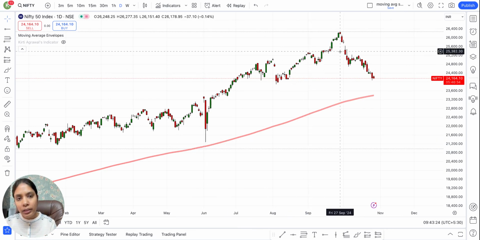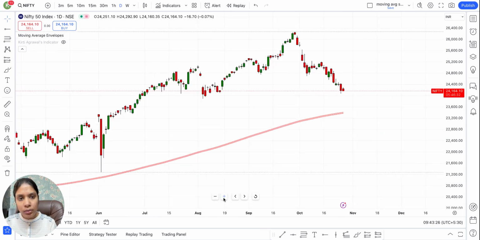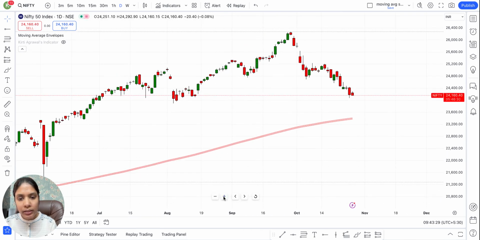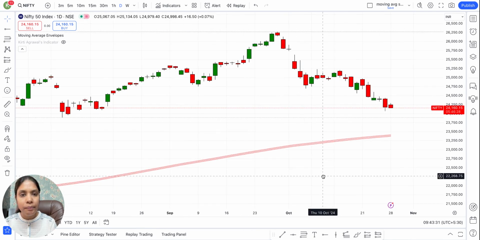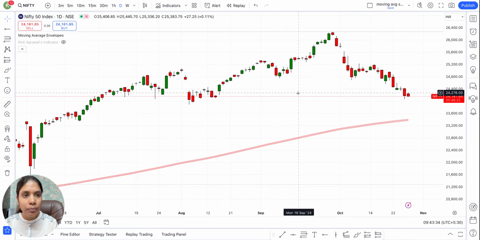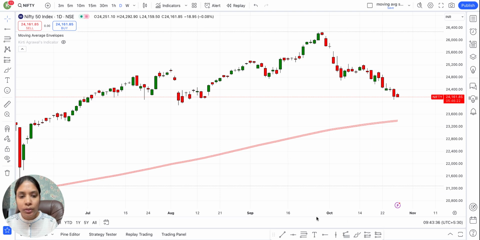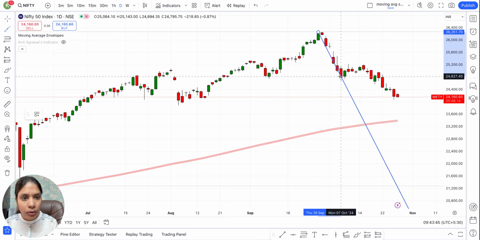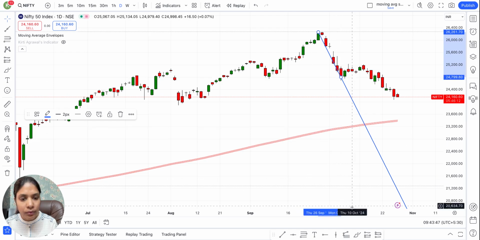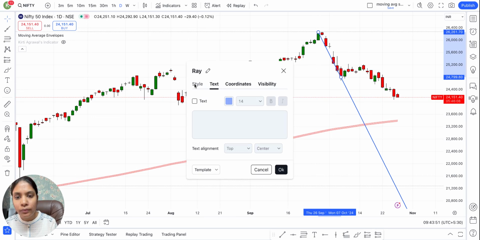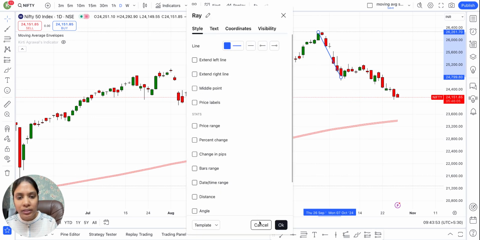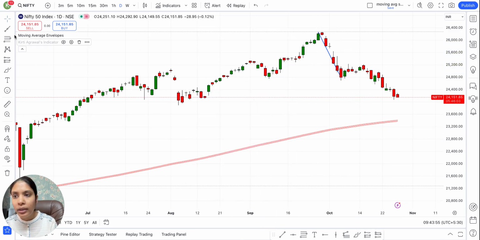If you zoom in and look at the price action on the chart, this is the way Nifty has fallen. Let me click the ray. The first fall was till here. I will change some settings, and you can also follow the same steps. Do not extend it if you have to look at this.